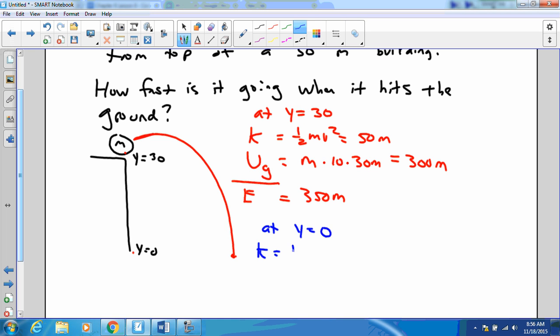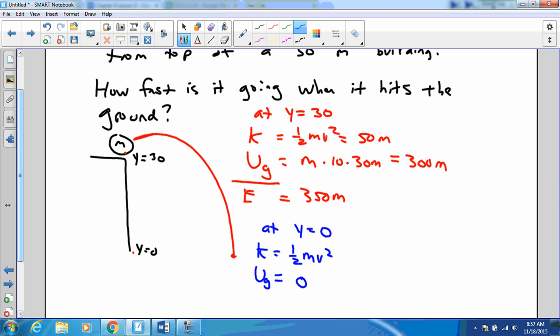Now, down here on the ground at y equals 0, my kinetic energy is once again 1/2 mv squared, but this time I do not know what the speed is. In fact, the question is asking me, what is the speed? So I'm just going to have to leave that as v. But I do know the potential energy due to gravity because I'm on the ground. And because I'm on the ground, automatically, what's my potential energy? 0, because I'm at the 0 point.